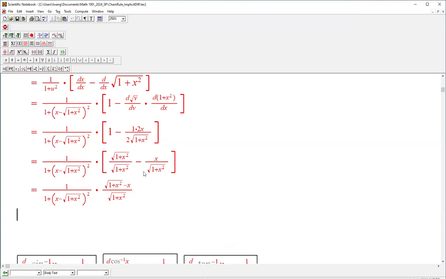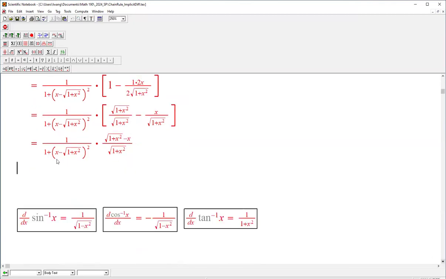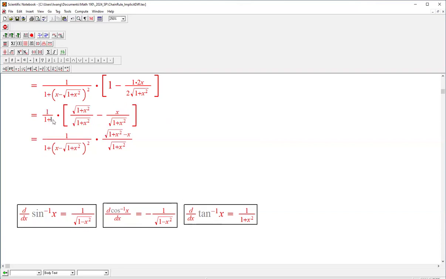In order to find that out, we're going to FOIL this. We could have FOILed it here, too. So we FOIL it here. We're going to get x squared minus 2x times the square root of 1 plus x squared, plus the square root of 1 plus x squared times the square root of 1 plus x squared. That's going to be just 1 plus x squared.